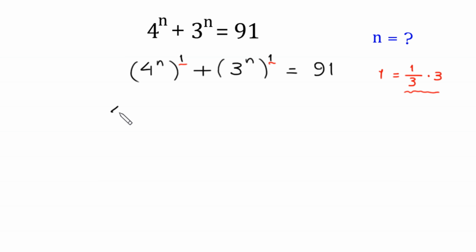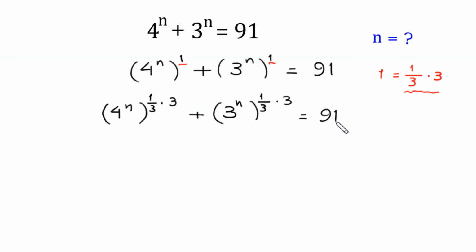Like this: (4 to the power n) whole to the power, we replace this 1 with 1 over 3 times 3, plus (3 to the power n) whole to the power, we replace this 1 with 1 over 3 times 3, is equal to 91. Now according to this power rule, (a to the power m) whole to the power n is equal to a to the power m times n.